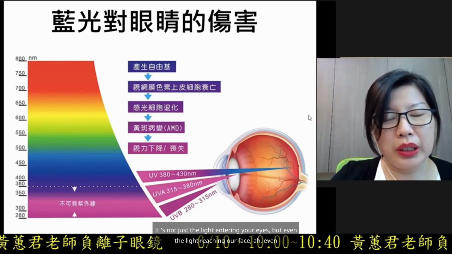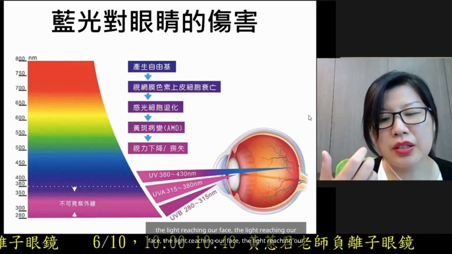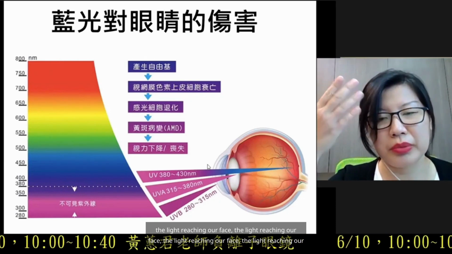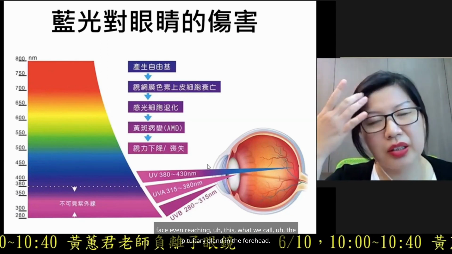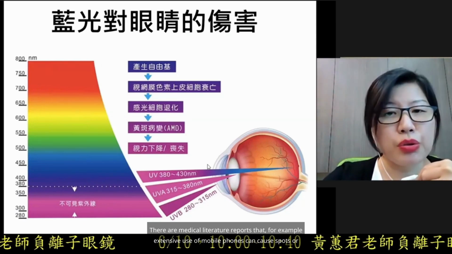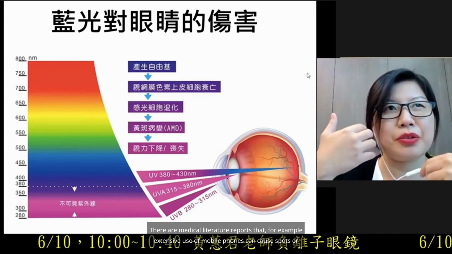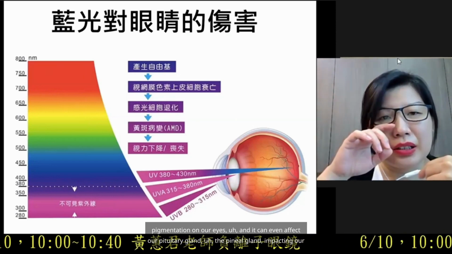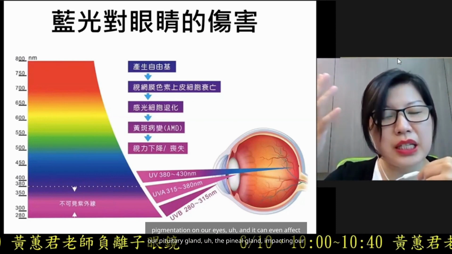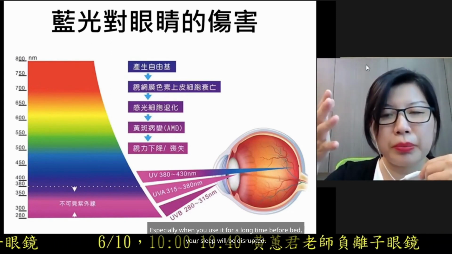It's not just the light entering your eyes, but even the light reaching our face, even reaching what we call the pituitary gland in the forehead. There are medical literature reports that extensive use of mobile phones can cause spots or pigmentation on our eyes. And it can even affect our pituitary gland, the pineal gland, impacting our sleep. Especially when you use it for a long time before bed, your sleep will be disrupted.